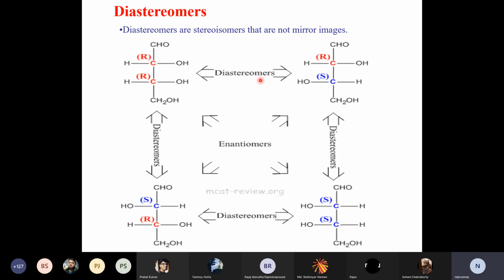But if you look into the diastereomer, what will happen? One will be R, another will be S. Then it becomes diastereomers. So if I go down this way, it is SR. If I go this way, it is RS. So it is diastereomer. But if I go anywhere in the diagonal path, RR becomes SS, enantiomer. Here RS, this particular carbon of R converts to S, and this S becomes R. This becomes enantiomer.